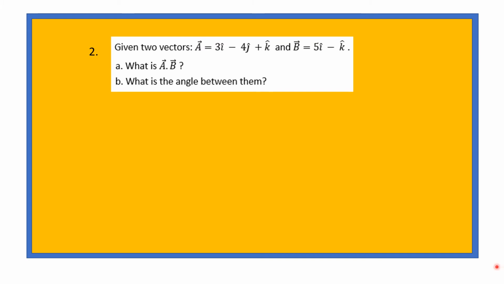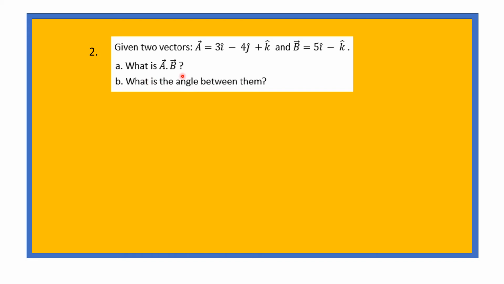Number 2. We are given two vectors. A equals 3i hat minus 4j hat plus k hat. And B is equal to 5i hat minus k hat. What is A dot B? What is the angle between A and B?